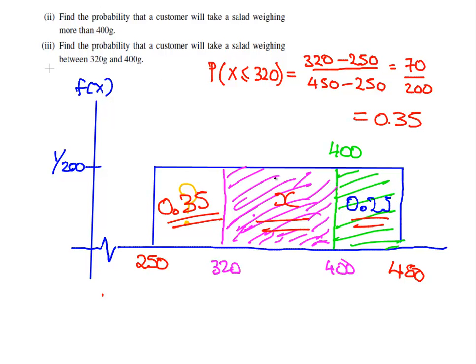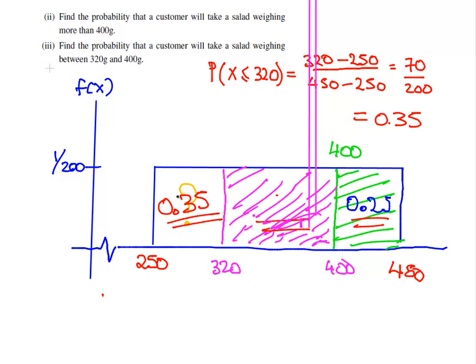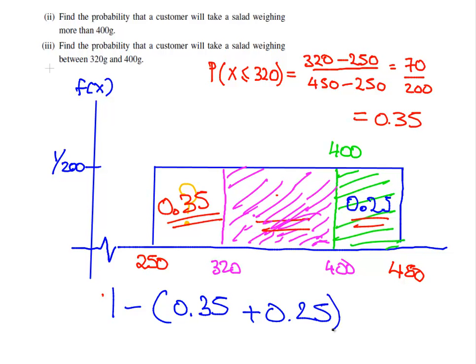It is 1 minus (0.35 plus 0.25). That's equal to 1 minus 0.60, and that means it's 0.40. Actually, you could have done that with a bit of simple mental arithmetic, since the three areas have to add up to 1. Alright, that ends the presentation.